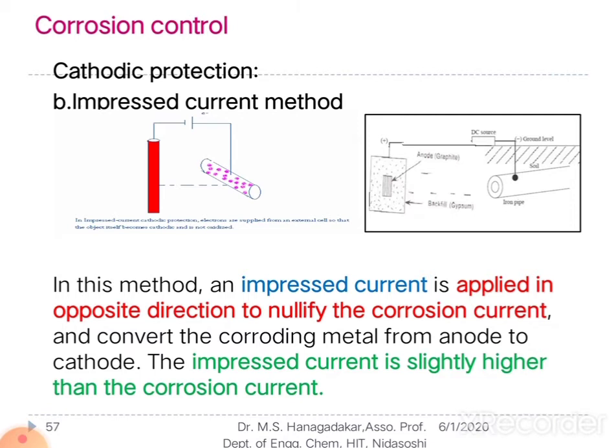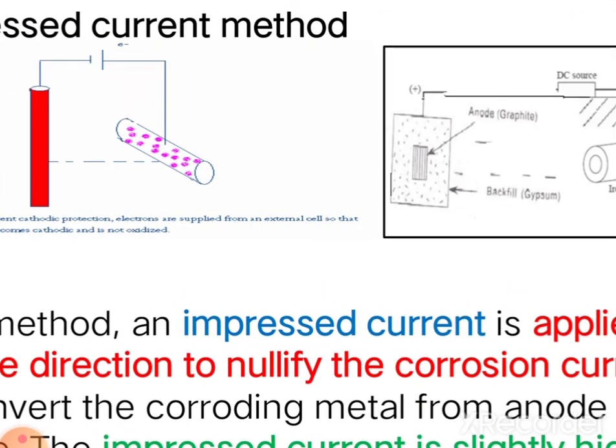Now the next method is the impressed current method. So what is this impressed current method? The metallic structure to be protected against corrosion is made the cathode by impressing a current. The current is applied in the opposite direction to nullify the corrosion current. The impressed currents are obtained from sources like a battery when they have been connected.